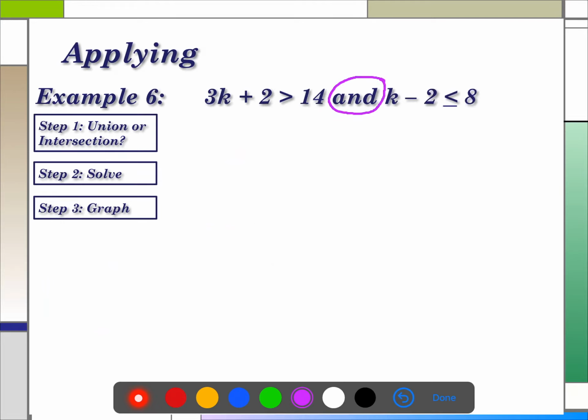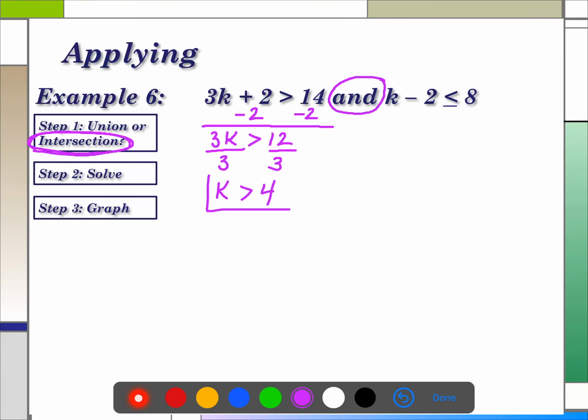Okay, I now see this says "and." That's the other type of problem. And is an intersection. Okay, so solve both of these problems. Okay, in compound inequalities, we always solve both equations. Okay, and multiplying or dividing by a negative is still the rule in compound inequalities.